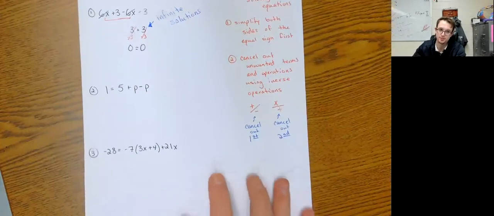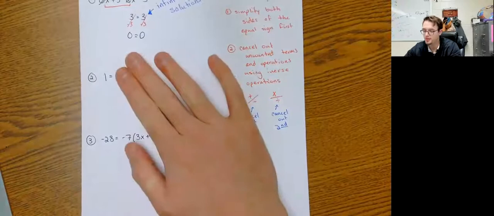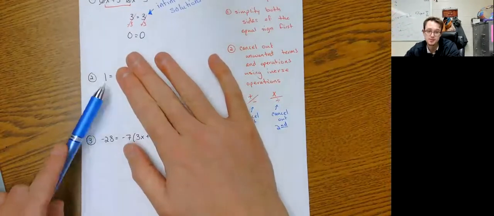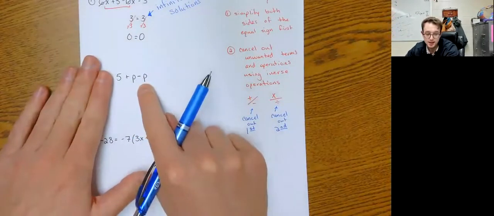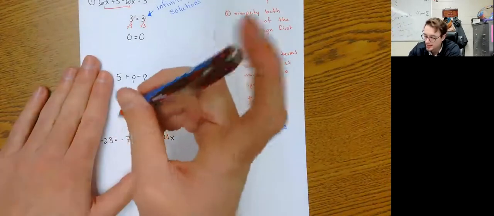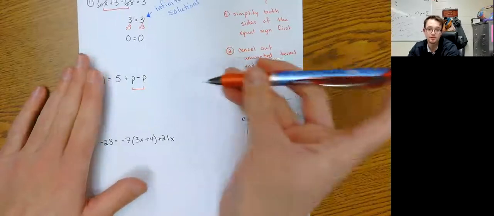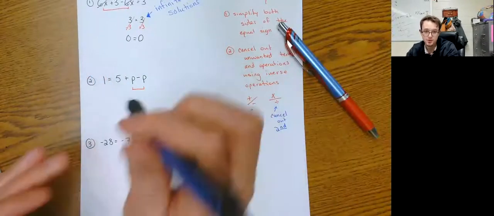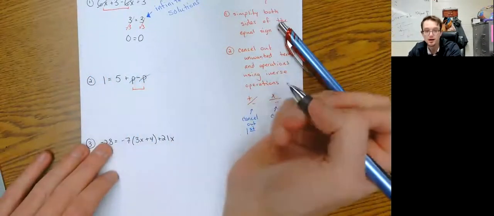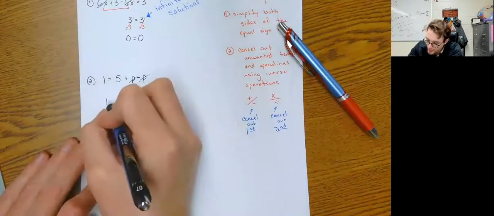Let's move on to number 2. Cover up the right side. Is that simplified? Yep, that's simplified. Is that simplified? No, that is not simplified. I need to combine like terms again. So I need to combine p and -p. Issue again. Those cancel each other out. So I'm left with 1 equals 5.